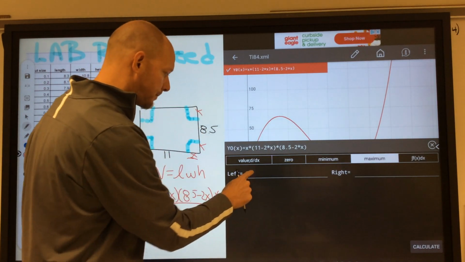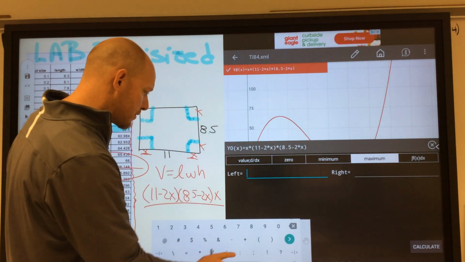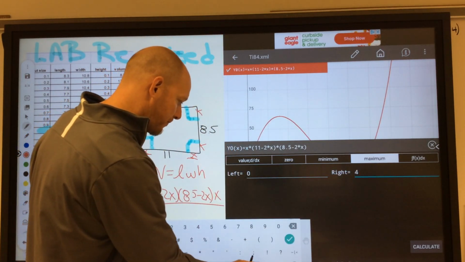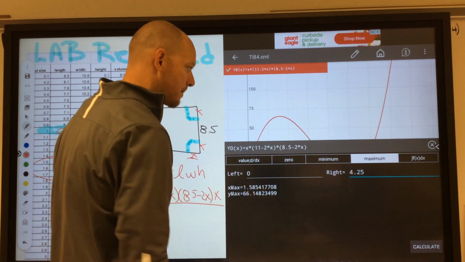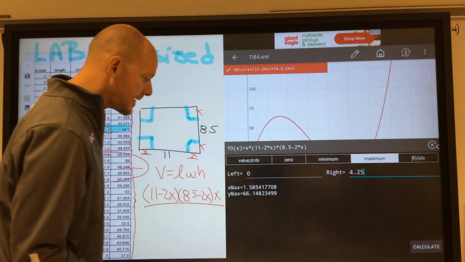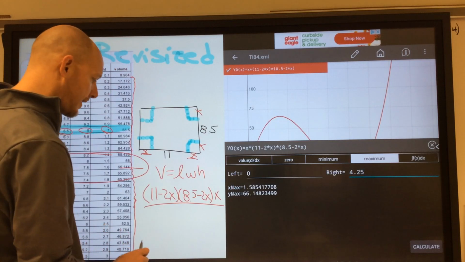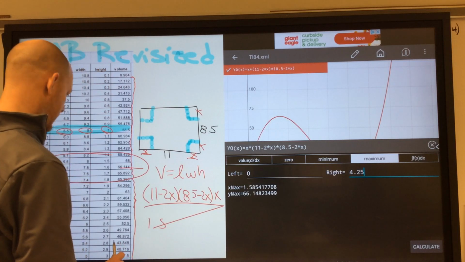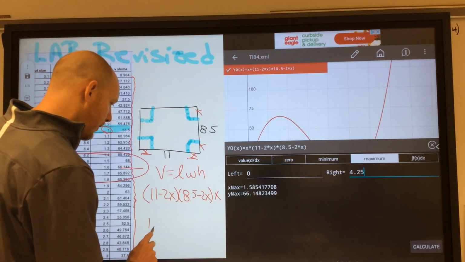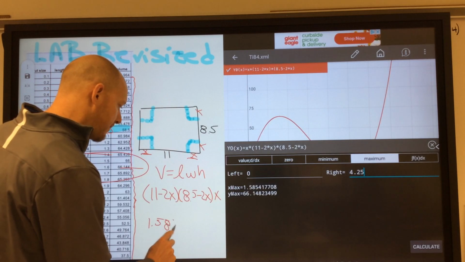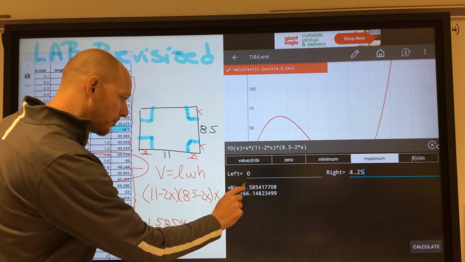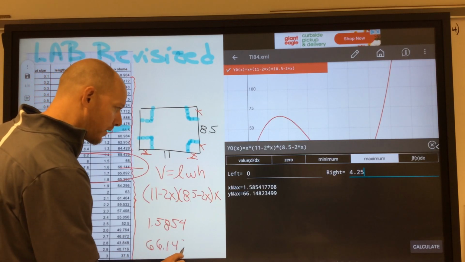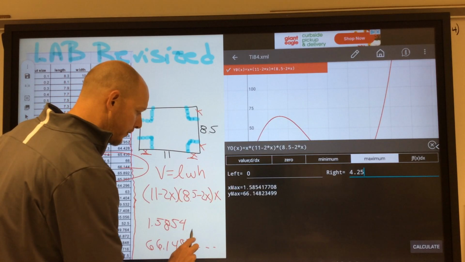I'm going to hit maximum. And for the left, I'm just going to use a value of 0. And for the right, I'm going to use that value of 4.25. And now what I see here is that whenever my cut is 1.5854, and there's still more going on, we get a volume of 66.1482, so on and so forth.